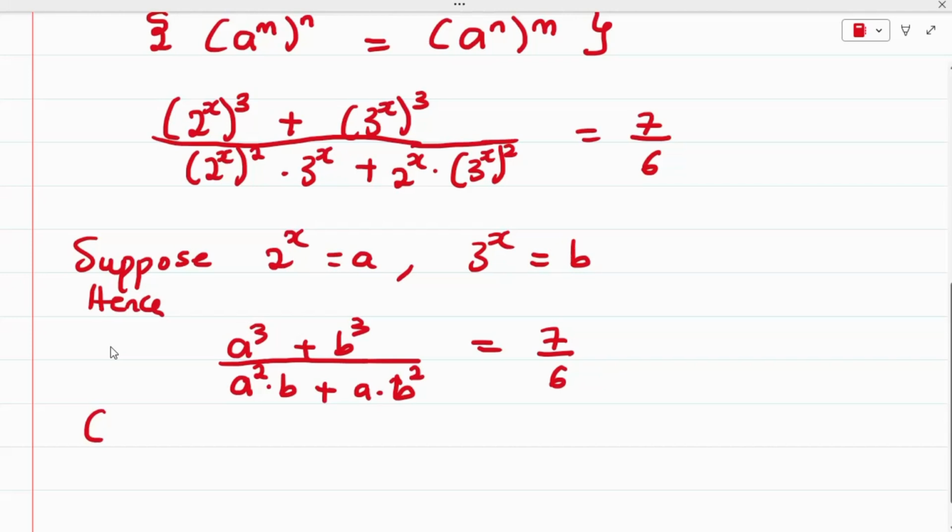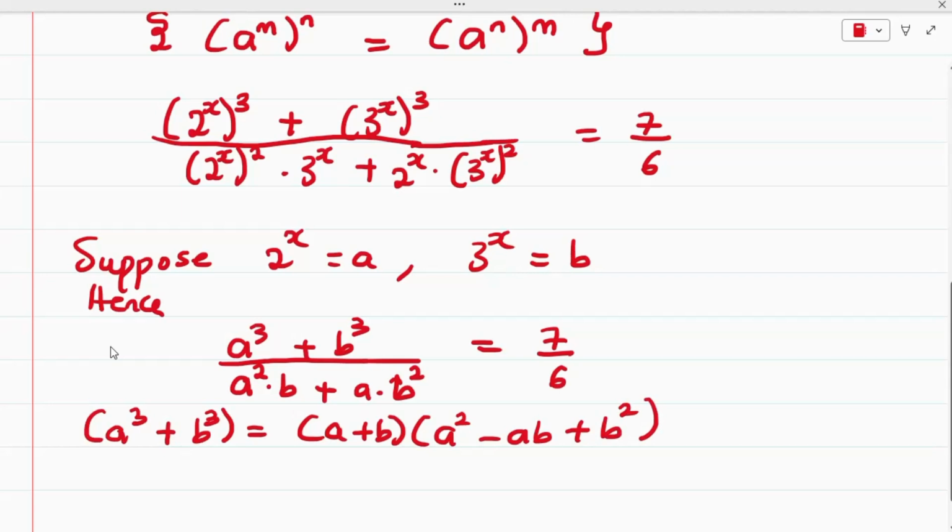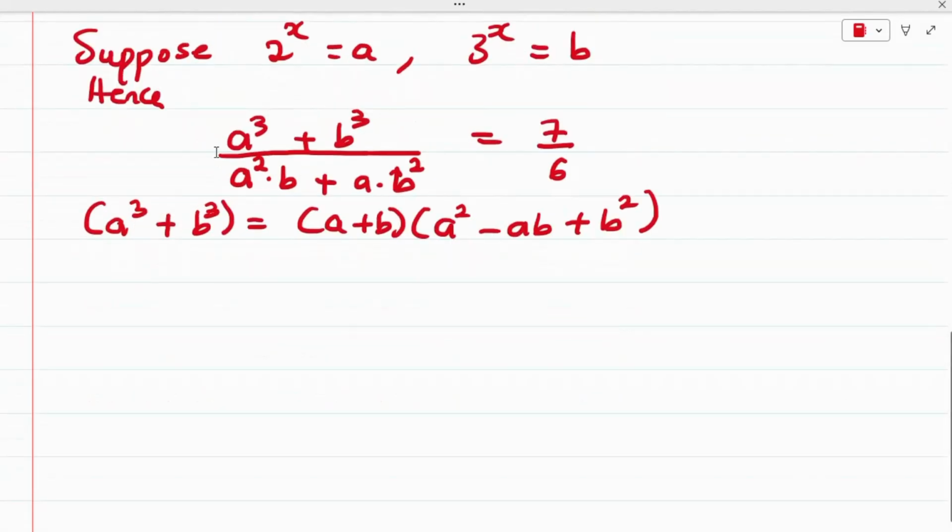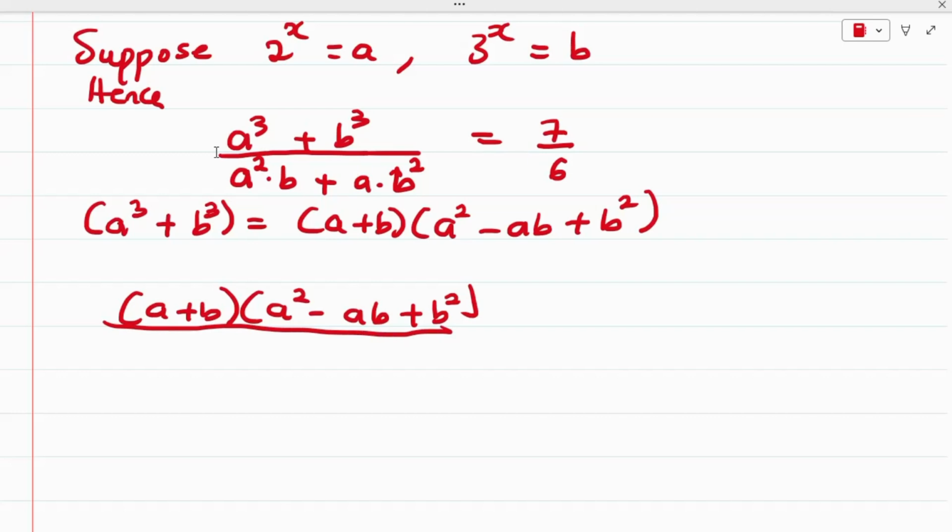Applying the sum of cubes formula, which says a cubed plus b cubed is equal to a plus b times a squared minus ab plus b squared, to the numerator, we have a plus b times a squared minus ab plus b squared, divided by. For the denominator, we have ab common, so if we factor out ab, we have a plus b, and this is equal to 7 over 6.